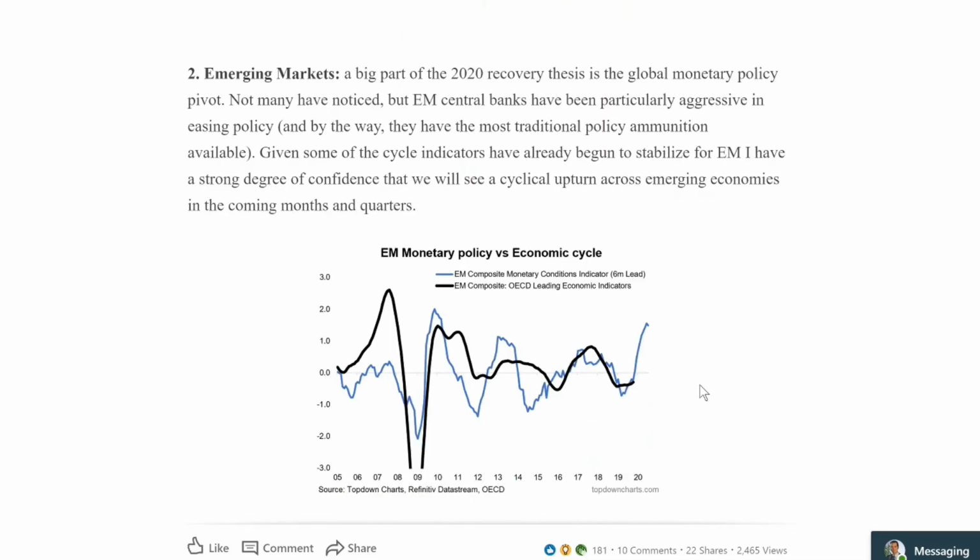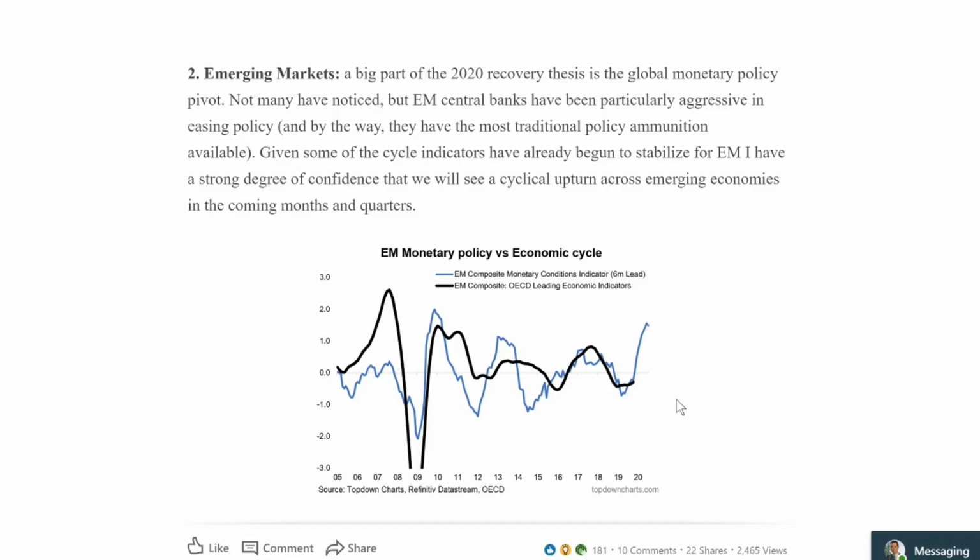Number two, emerging markets. This is kind of a subset really of the first chart. So what we've got here again is the OECD leading economic indicators, but we've got a GDP weighted average for emerging economies there in the black line. And as you can see there, they have already started to turn, and that blue line there is the monetary conditions indicator for emerging markets. It tends to operate with about a 6 to 8 month lead against the cycle there.